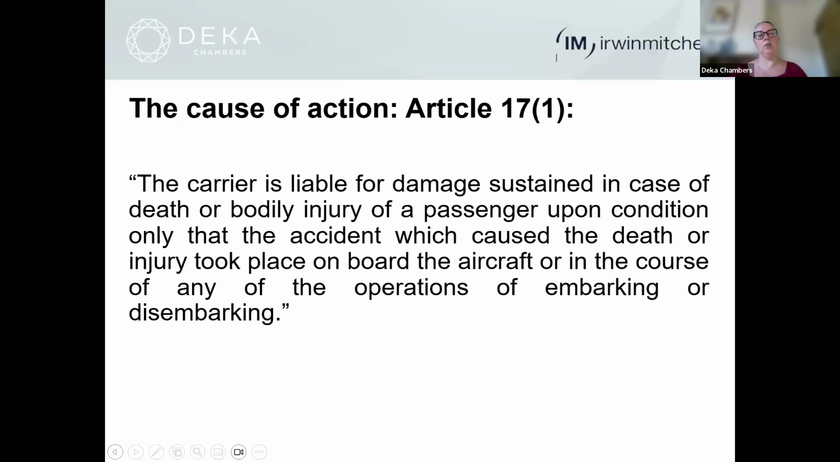So when you first get to your airport, you want to go on a flight to, let us say, Austria. When you first get to the airport, you are within the purview of the airport operator, and any cause of action that you may have in relation to accidents due to the state of the premises is going to have to be brought under the Occupiers' Liability Act. There comes a point in the airport, though, that you pass through, where the Occupiers' Liability Act ceases to apply, and the convention will apply. And the convention starts applying once you are in the course of any of the operations of embarking or disembarking.